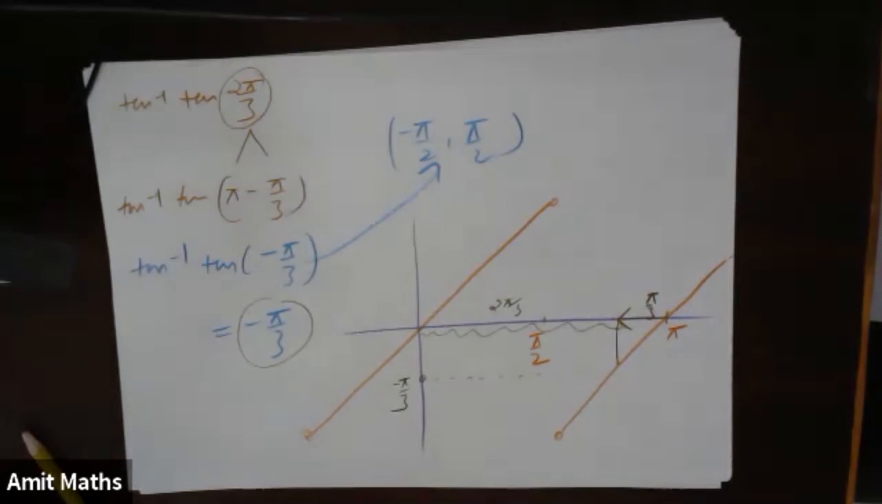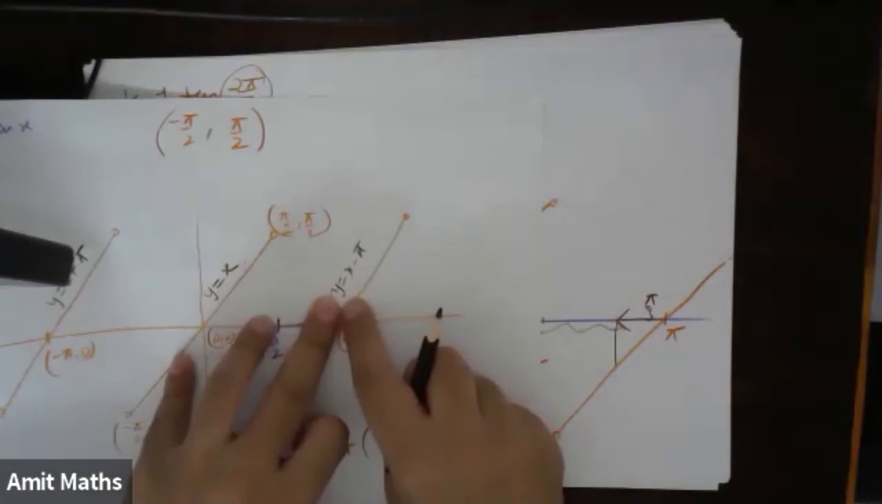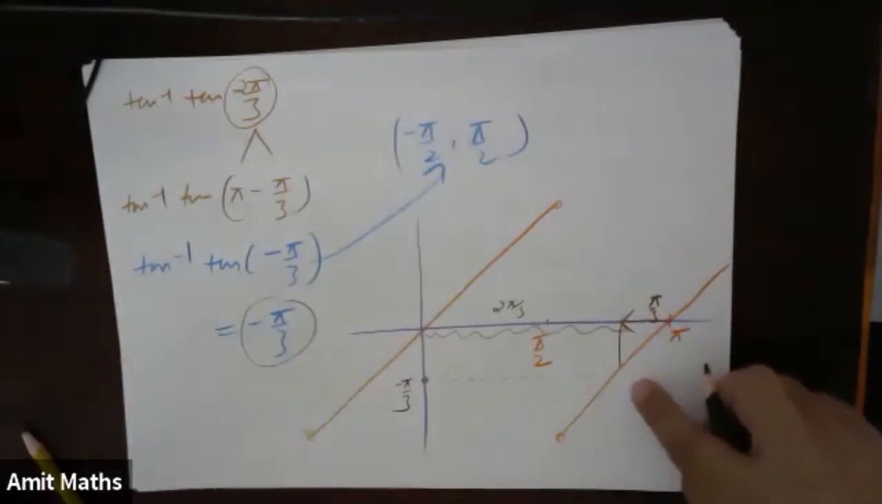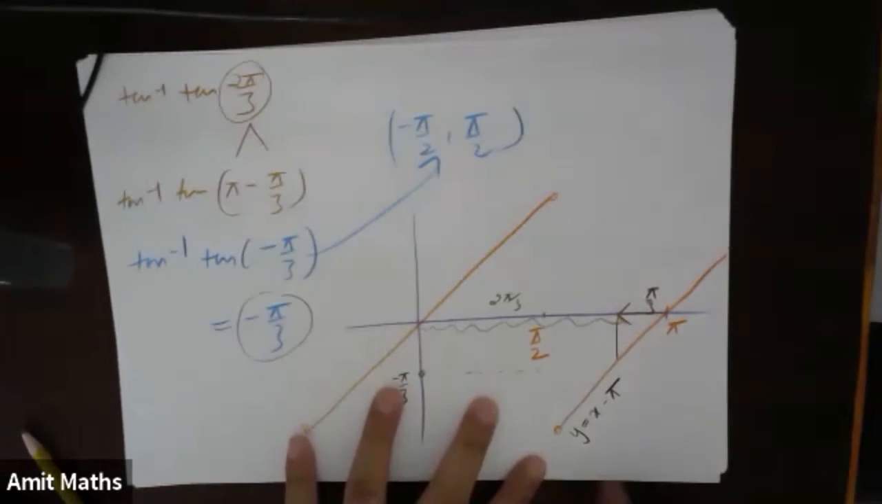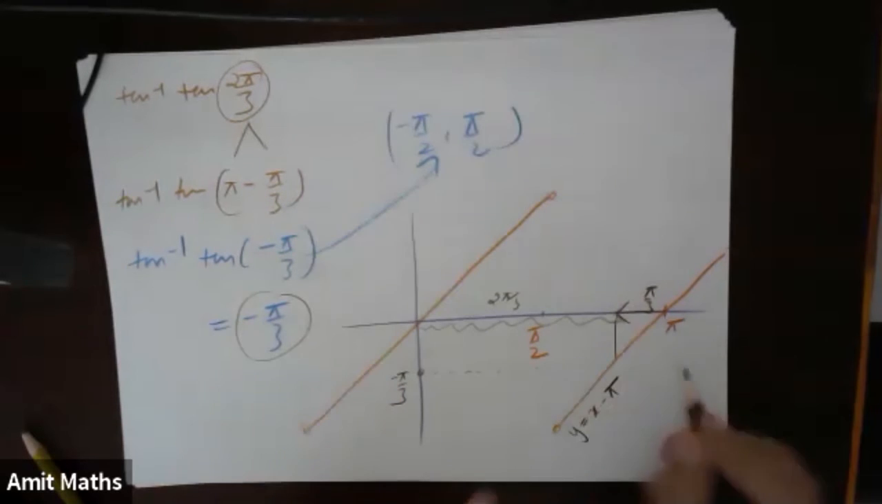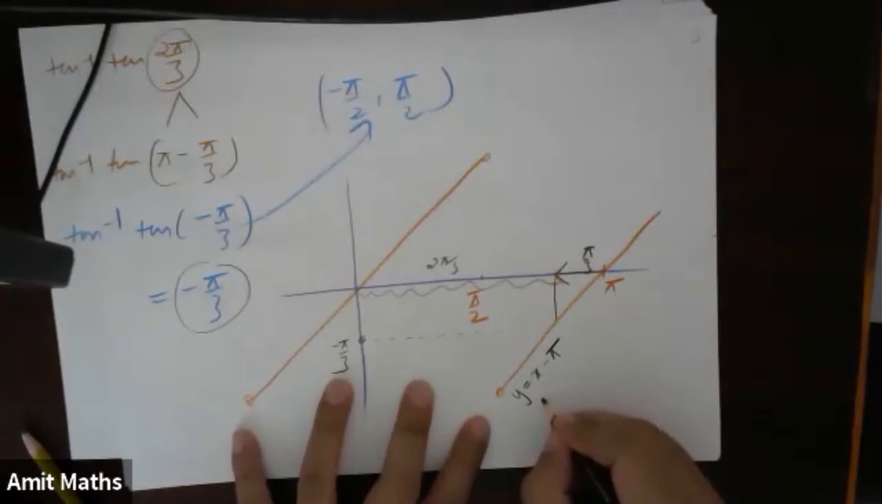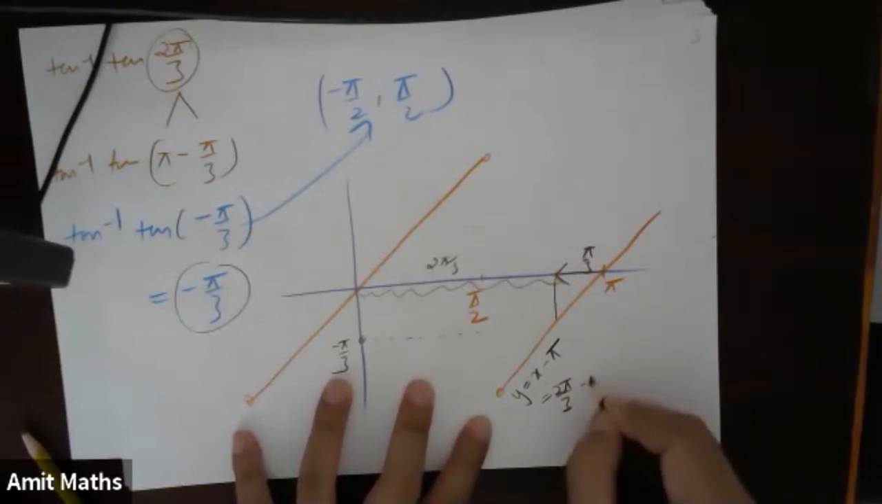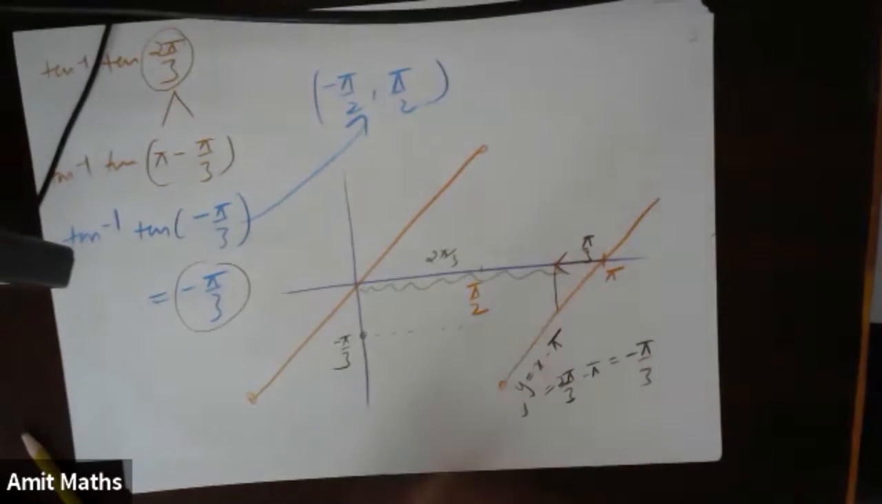We can also use the equation of the line. So the equation of this line was y equals x minus pi. And x is nothing but 2 pi by 3. If I substitute 2 pi by 3 instead of x, y equals 2 pi by 3 minus pi, which gives minus pi by 3. Same thing we are getting using the equation of the line also. Understood? Very good.